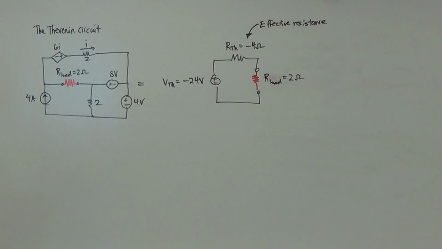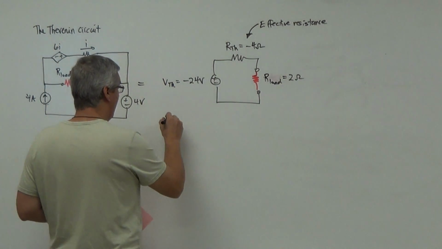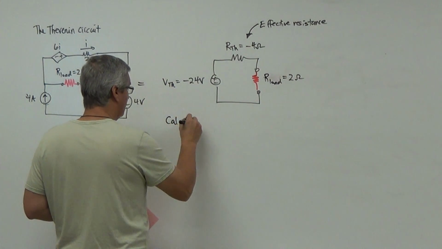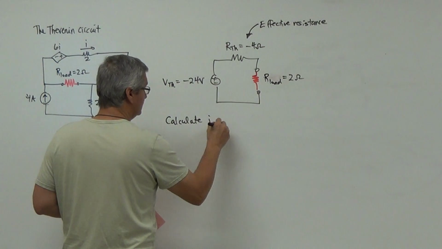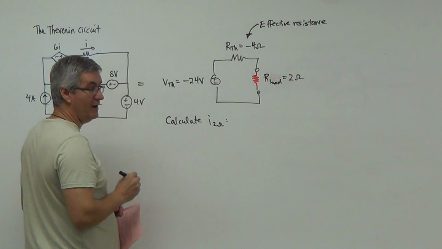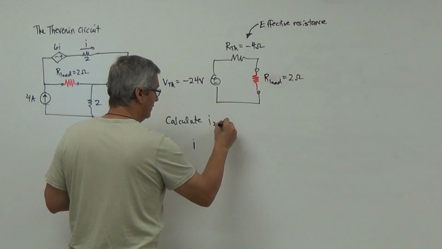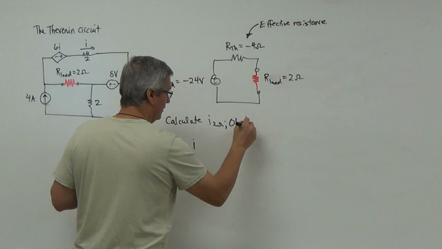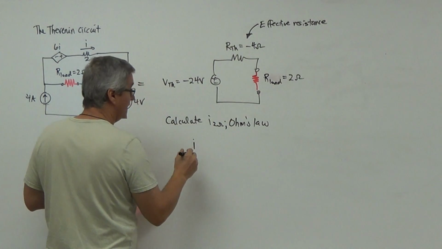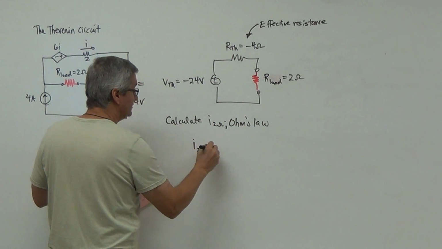So if I now calculate the current of the circuit, I want to calculate the current of the 2 ohm resistor. What you're going to find is that if I use just Ohm's law, it tells me that this current of the 2 ohm resistor is going to be what?